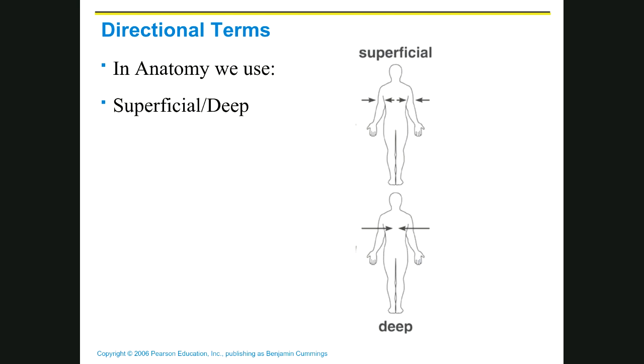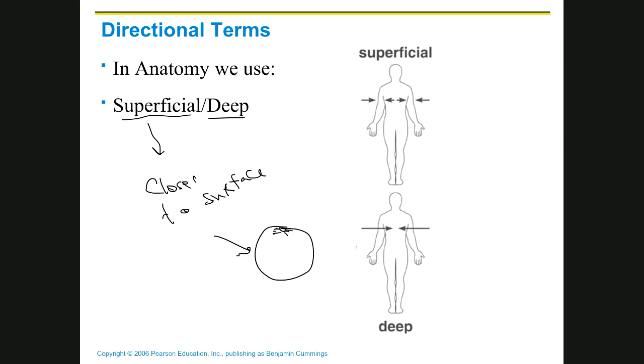Here's another pair. This pair is easy. It's superficial and deep. Superficial all that means is closer to the surface. So if I were to look at something, an orange, think about an orange. What is the most superficial part of an orange? The skin. Yeah, the rind.